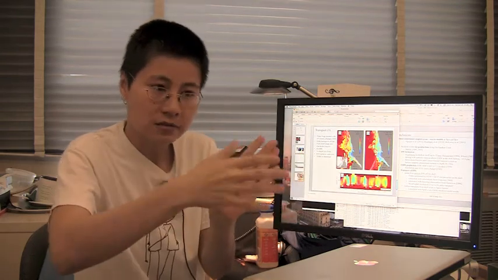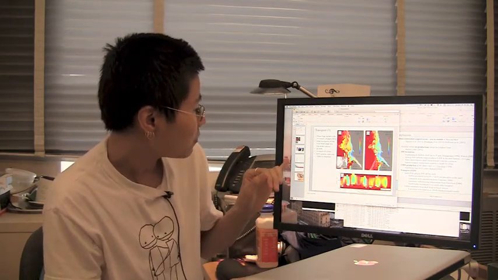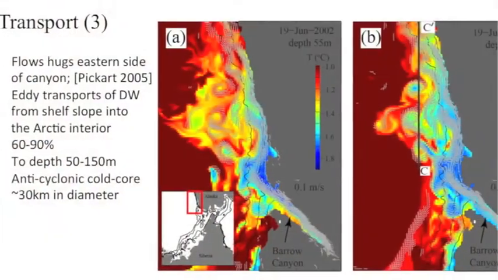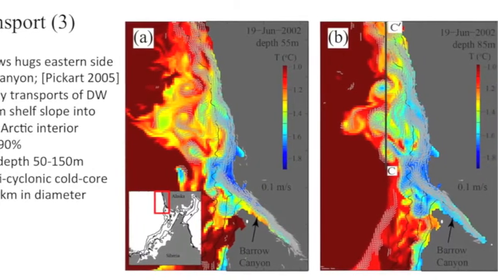Lastly, from the shelf into the interior, as I mentioned, we found that it's the current that affected the water down. Once it comes off the slope, it gets channeled into these narrow canyons, Barrow Canyon as I mentioned before, and a couple of other canyons, Central and Harrow. What we see in the paper is that once it comes out of the canyon, if you look at subfigure A, where I had already labeled Barrow Canyon, you can actually see eddies off the slope.